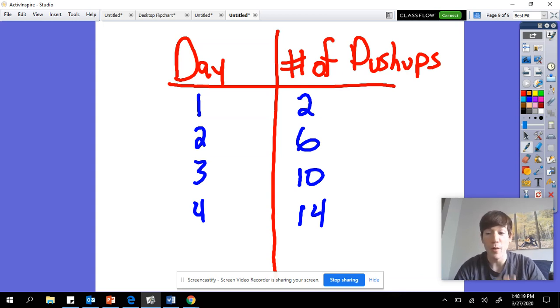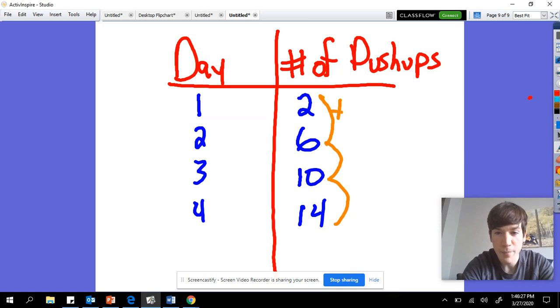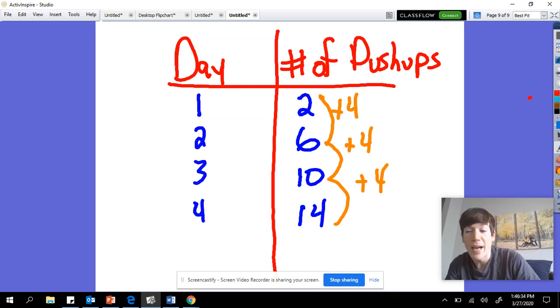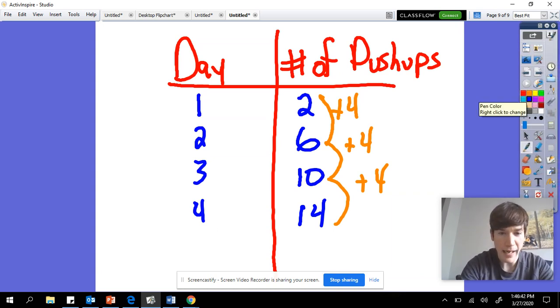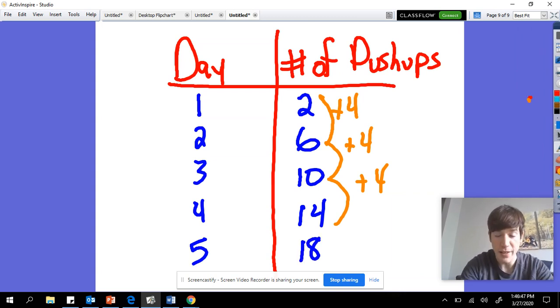One pattern that I notice right off the bat is that if we look at the number of push-ups here, you'll notice that each time this number increases by 4. So every time a new day went by, I increased by 4 push-ups. So if we were to use that same model, I asked you about day 5, I could just add 14 plus 4, which would give me 18 push-ups, which would tell me that on day 5, I would have done 18 push-ups.